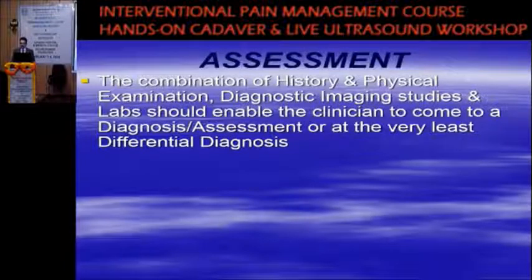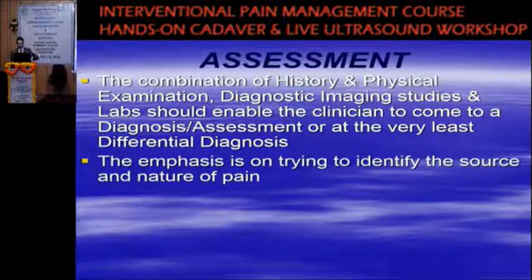Now, the combination of history and physical examination, diagnostic imaging studies, and labs should enable the clinician to come to a diagnosis or assessment, or at the very least, a differential diagnosis. So you have to be able to come to a differential diagnosis at the very least, or a diagnosis after you have done your history, your physical, and your labs and imaging studies. The emphasis is on trying to identify the source and nature of pain.